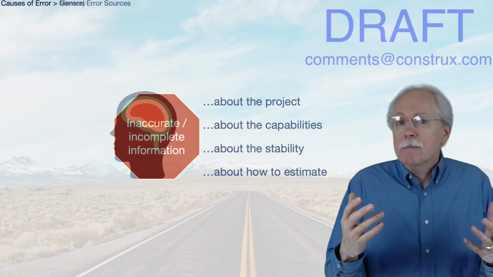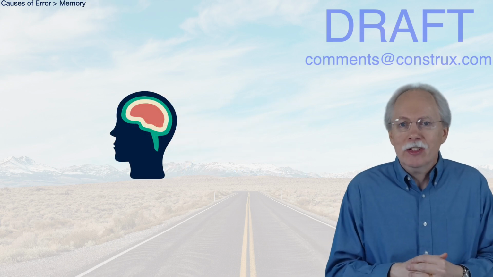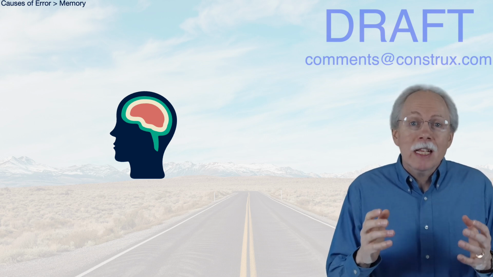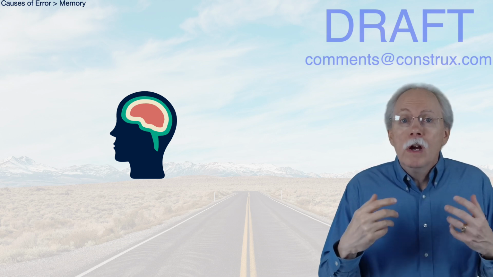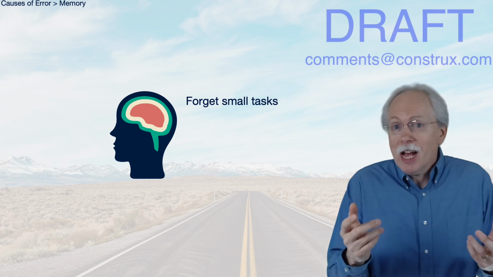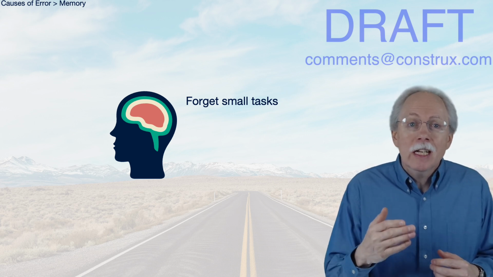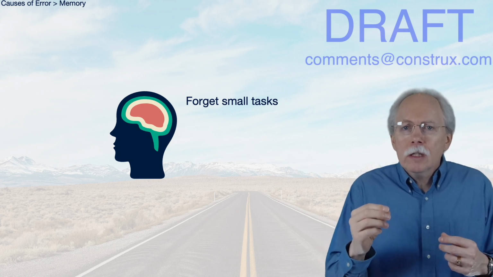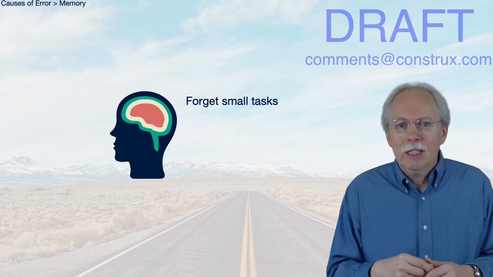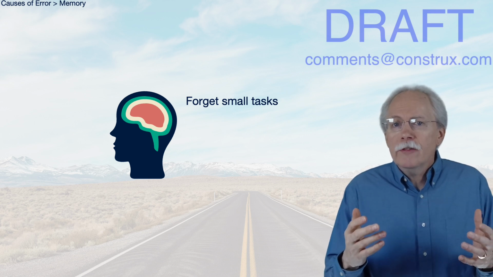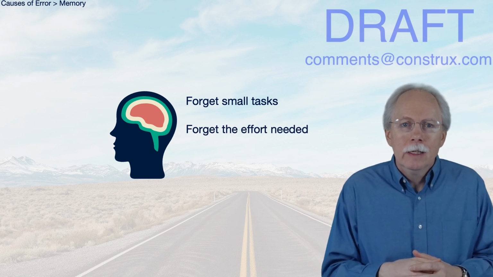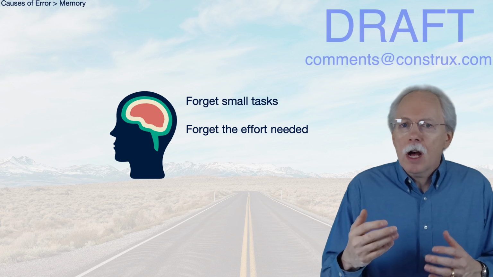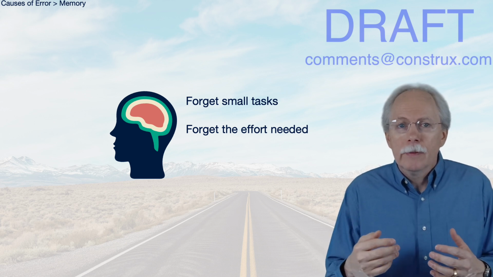Our memories are not much help either in avoiding estimation error. Our brains play little tricks on us. For example, we forget a lot of those small tasks that we're actually good at estimating. We tend to remember the big things that need to happen, but we tend to forget all the little work to dot the i's and cross the t's. We also tend to forget how much effort was really needed, probably because we forgot all the daily work that was part of the big work.